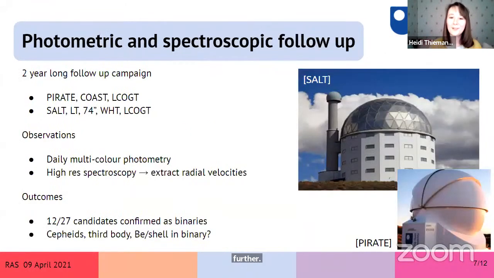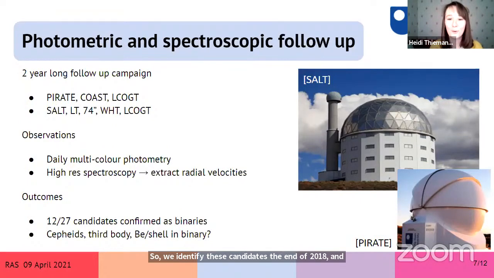So we identified these candidates at the end of 2018, and since then we've completed a 2-year-long follow-up program of photometric and spectroscopic observations. During this time, we took multi-color photometry almost nightly using the Open University's telescopes. We got high-resolution spectroscopy from which we could extract radial velocities. Based on this, we confirmed that 12 out of the 27 candidates are long-period near-contact binaries, with false candidates being Cepheids, B[e]-type stars, and possibly stars being perturbed by a third body.